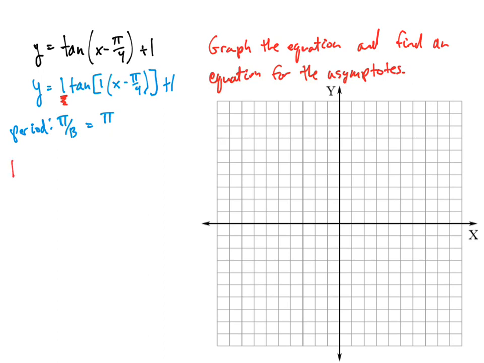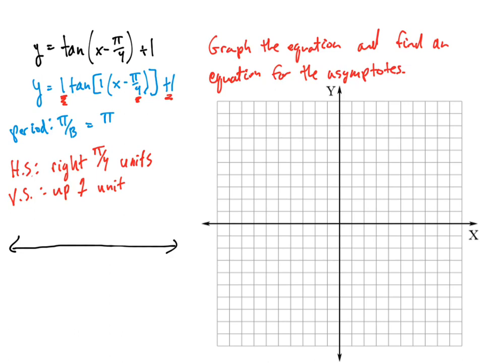So for the horizontal shift, that corresponds to this pi over 4. So we're going to say right pi over 4 units. And then this plus 1 is telling us that we have a vertical shift of up 1. Okay, so let's look at the period length. The period length is pi. So because it's pi, half of pi is going to be below 0, and half of pi is above 0.